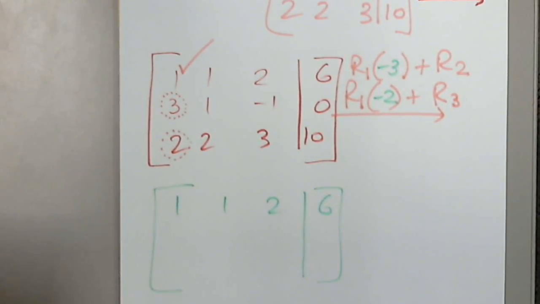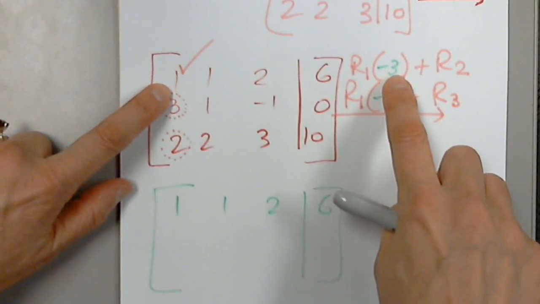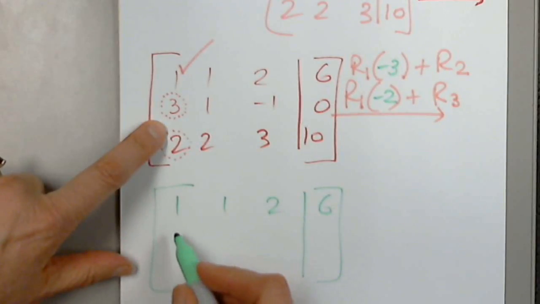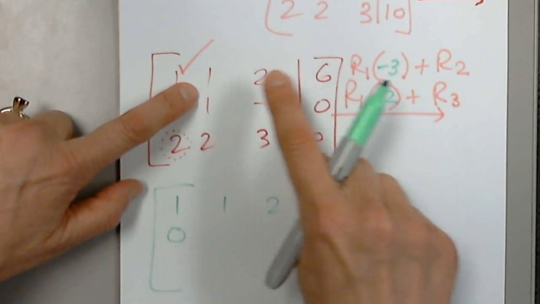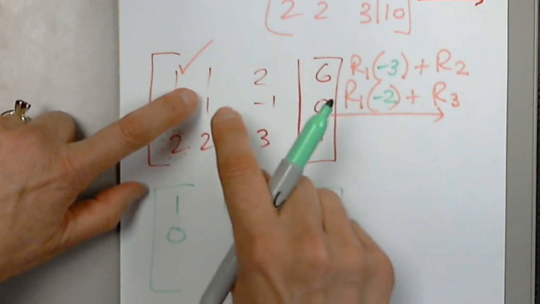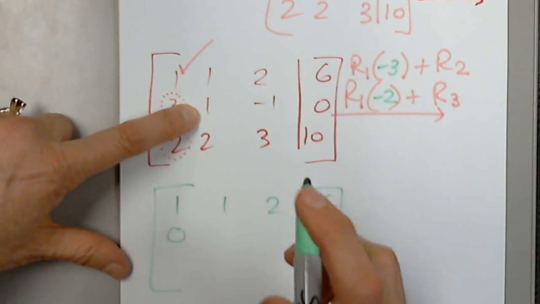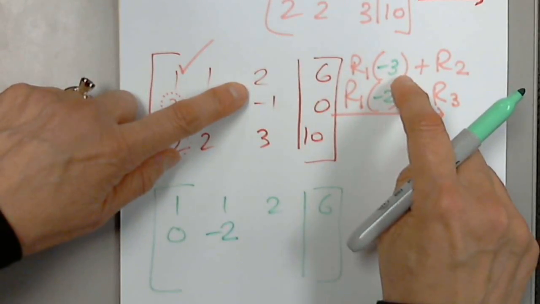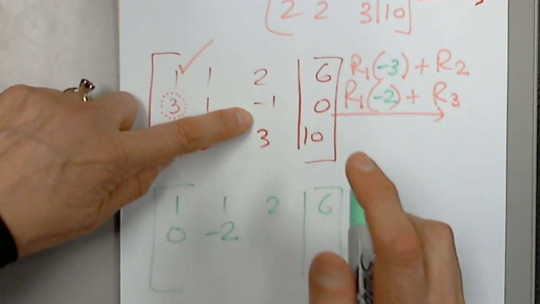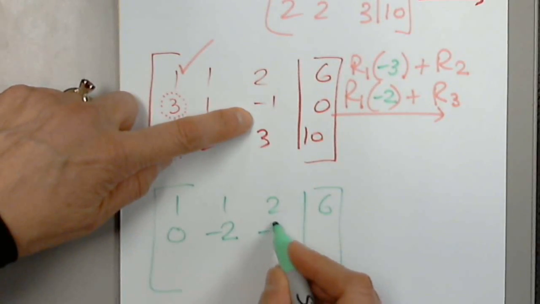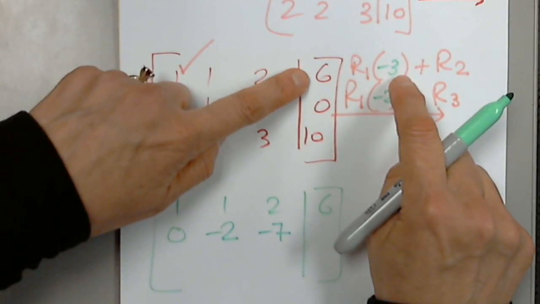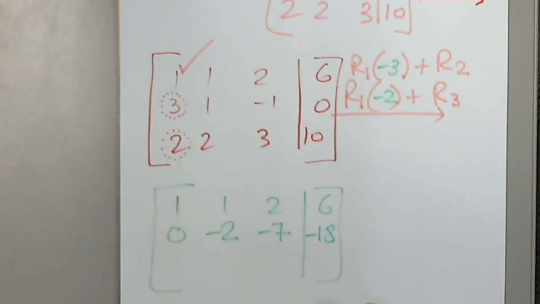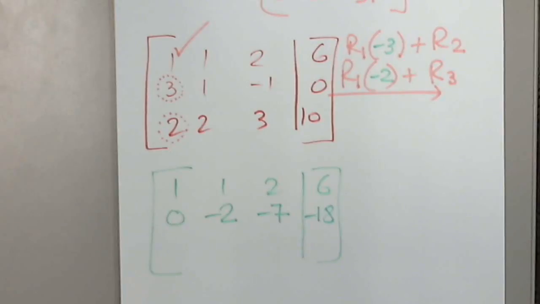Now let's do this together. 1 times negative 3 plus 3. Perfect. 1 times negative 3 plus 1. Negative 2. 2 times negative 3 minus 1. Perfect. 6 times negative 3 plus 0. Negative 18. Perfect. Perfect. Thank you.